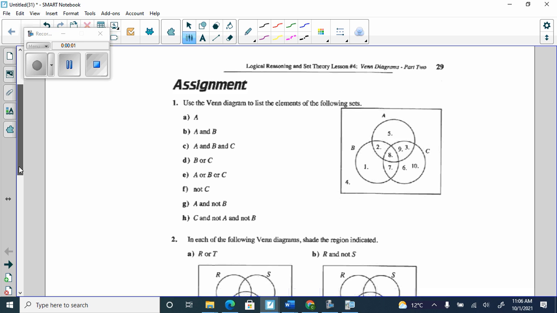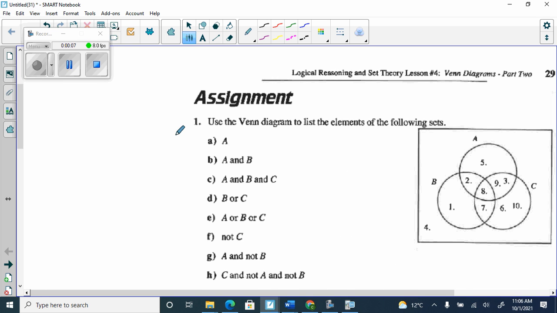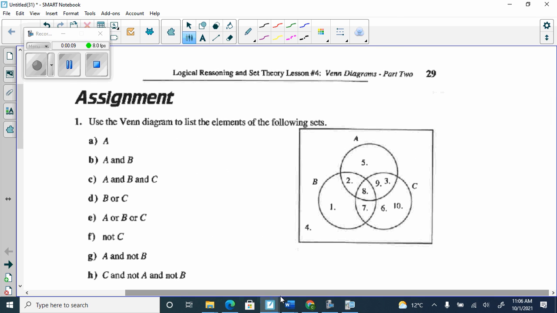So in A, we're going to list the elements that are in A. I want to view this larger. A is the A circle. We're going to have 2, 3, 5, 8, and 9. So when it's A, it's the whole circle. Make sure you're checking to see if you have it right.